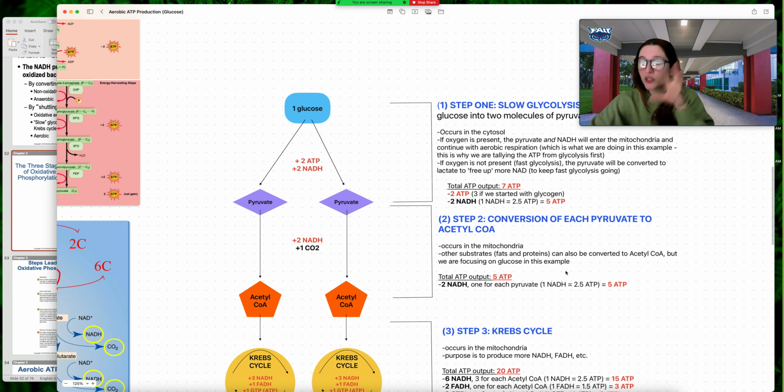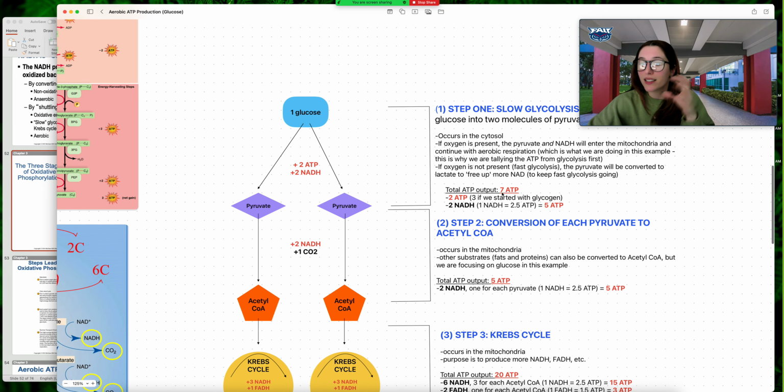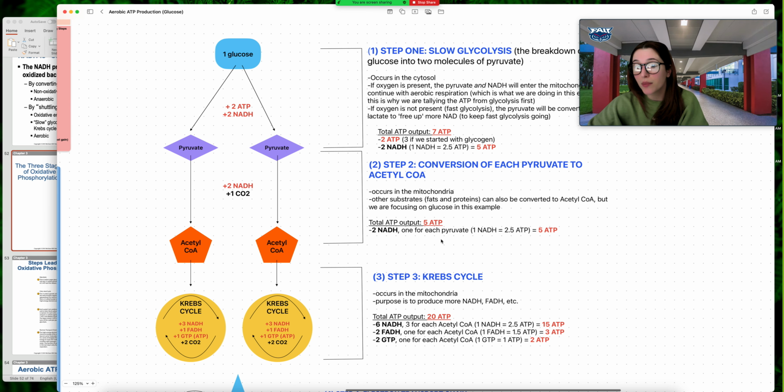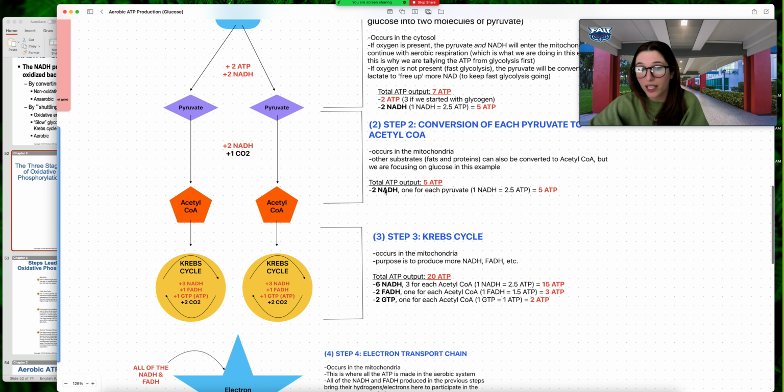So the grand total: we made 7 ATPs in step 1, right? 2 regular ATPs and 2 NADH, which led to 5 ATPs, right? So the 2 plus 5 was 7 ATPs total. Step 2, we made a total of 5 ATPs, right? We made 2 NADH, each NADH is 2.5, so for a total of 5.